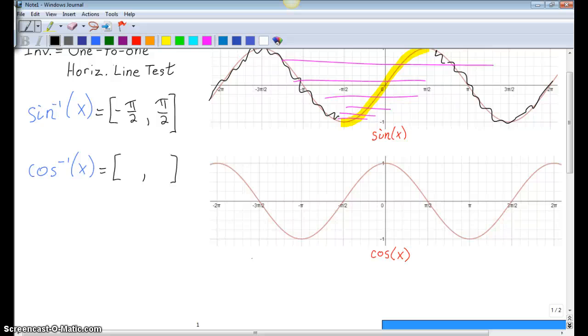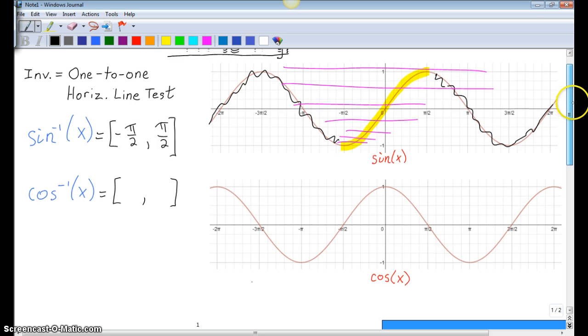Okay, second video, I'm just going to cover cosine inverse and tangent inverse real quick. When we looked at sine, we had to pass our horizontal line test, and to do that we went from negative pi over 2 to positive pi over 2. Really quickly, if we do that same thing for cosine, look what happens. Horizontal line test, we keep hitting our graph more than one time. So it's not going to work the same as sine.